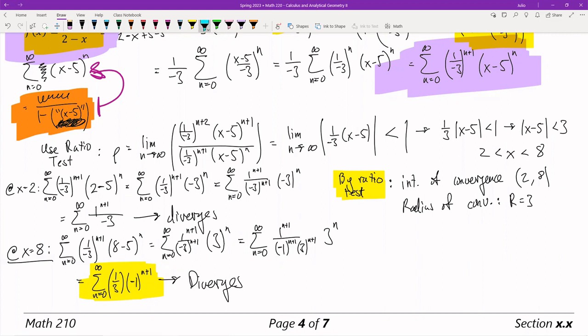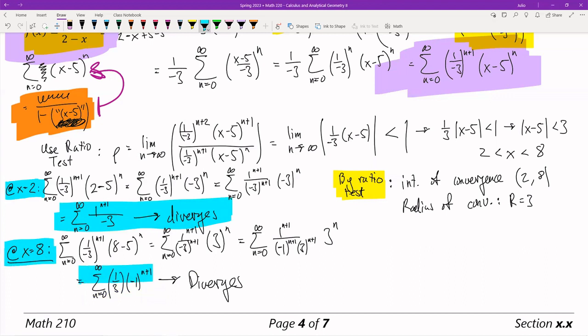So we have this at x equal 2, the series that arises diverges. And at x equal 8, the series that turns up also diverges. So now I'm going to go over here. By checking endpoints, nothing changes.